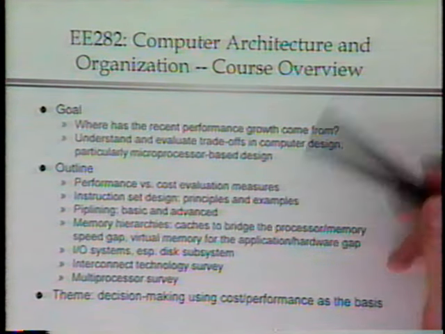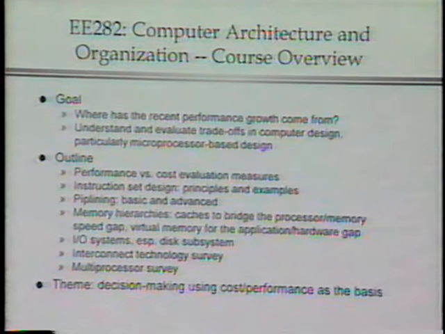The course outline goes something like this. We'll begin talking about how one measures and evaluates cost and performance in computers. And in some fundamental sense, that's the only thing that matters. Since about, I guess, the 1930s, that's really been the only thing that matters. Does anybody know what happened in the 1930s to make that true?